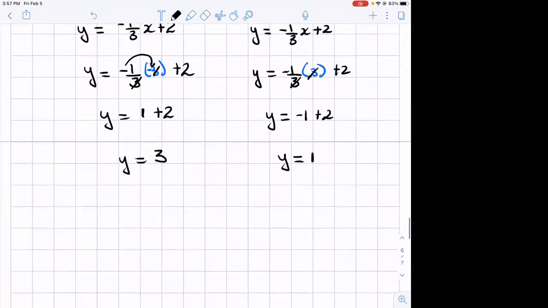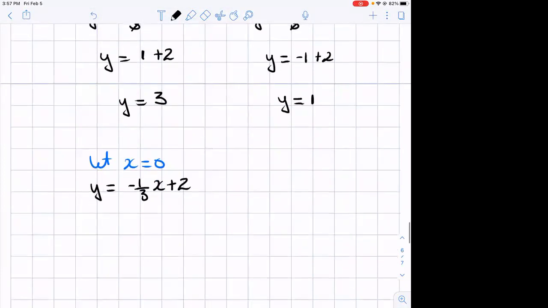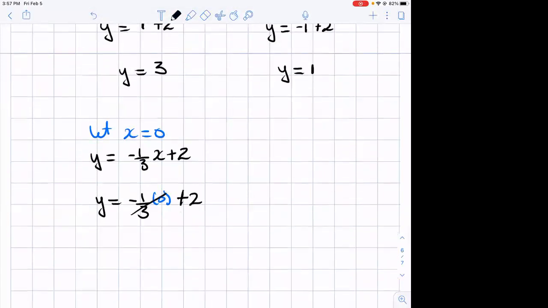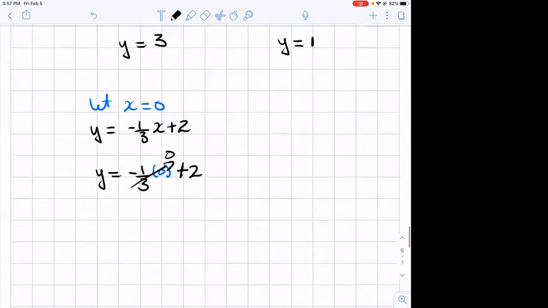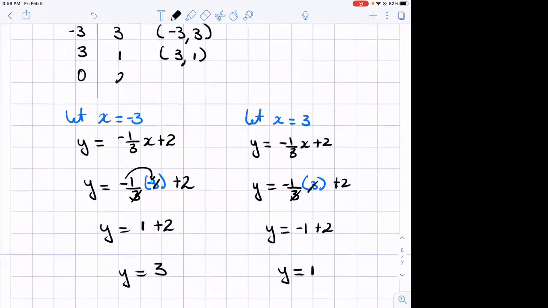And then we do the same thing for 0, okay? Let x equal 0. My equation is y equals -1/3 x plus 2, so y is equal to -1/3, and instead of x, I write 0, plus 2. Now 0 times anything is 0, okay? So we end up with y equals 0 plus 2, so y is equal to 2. That is 0, 2.